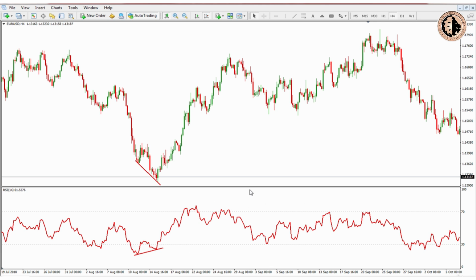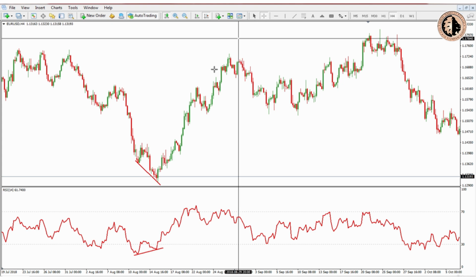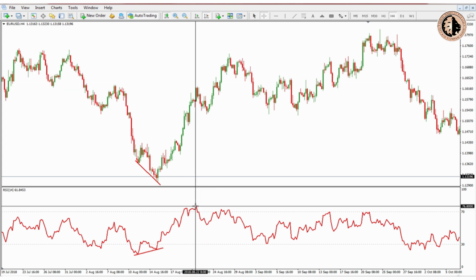After the bullish divergence, divergences do not occur so often. But I was able to find an example where two divergences appeared in a very short period of time. What happened here? Look at this top here. It fits to this top here. This one here fits to this one here.